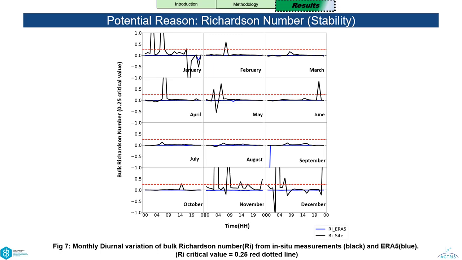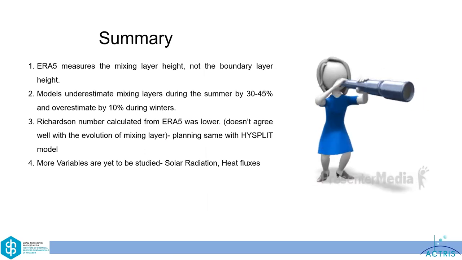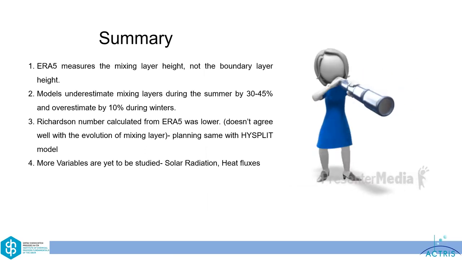But with the error 5 data, it seems to be very low, which says that the environment is still turbulent and unstable, and it also opposes their values. So, I would like to summarize what the main findings were.